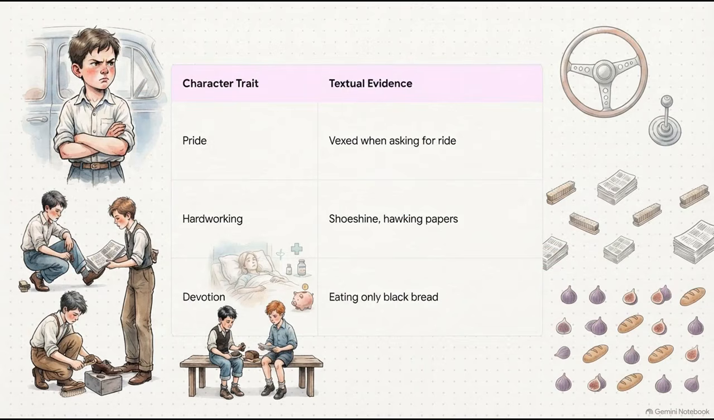Okay, listen up, because this is a golden rule for your exams. Whenever you claim a character trait, you must, and I mean absolutely must, back it up with specific textual evidence. If you're going to write that Nicola is proud, point straight to the fact that he was vexed when his brother asked a stranger for a ride. Need to prove they're hardworking? List out their endless, grueling jobs all over the city. And to highlight their fierce devotion to their sister, you have to mention that they practically starved themselves, surviving on just black bread and figs, just to save every single penny for Lucia's medical bills.